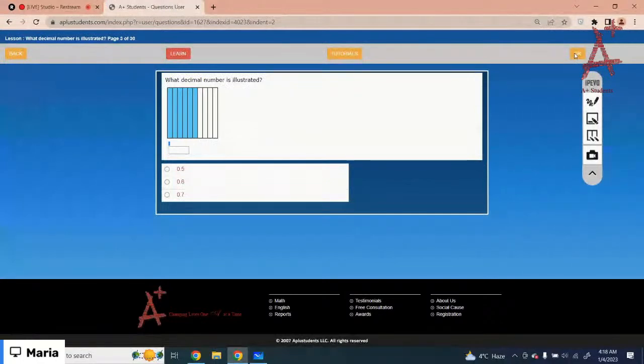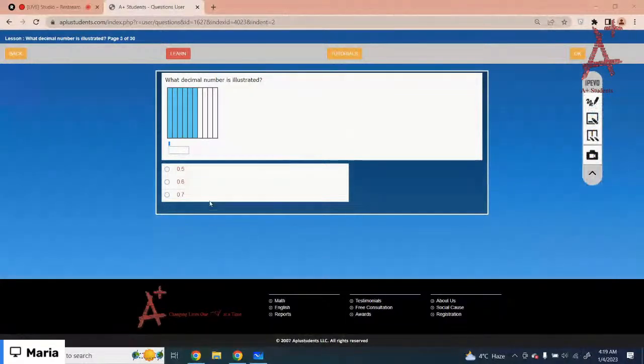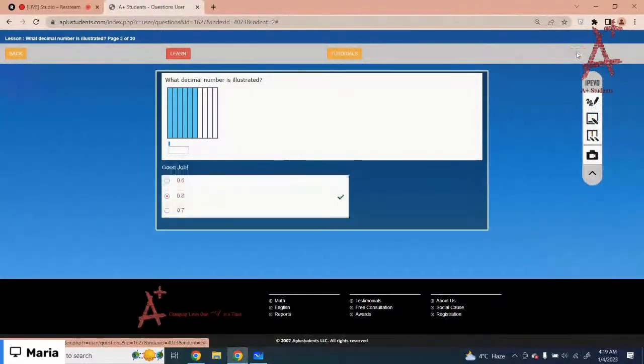Okay, the next one is what decimal is illustrated. The total rows are 10: 1, 2, 3, 4, 5, 6, 7, 8, 9, 10. And out of the 10, how many of them are colored? 1, 2, 3, 4, 5, 6. 6 of them are colored. So it is 6 over 10, and 6 over 10 equals 0.6. So the correct option is 0.6. Just select the correct option, then click on the OK button.